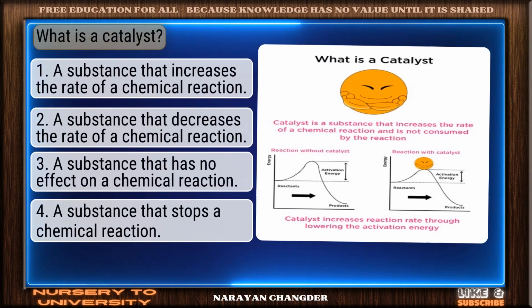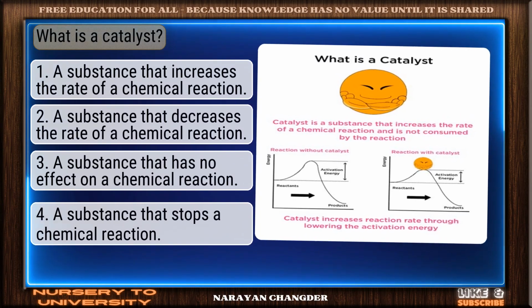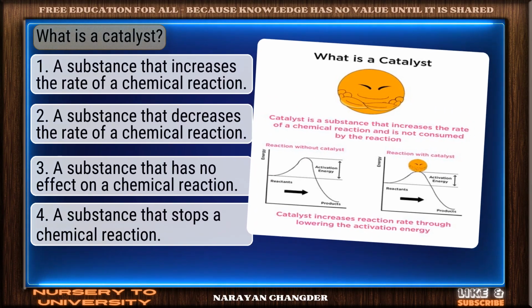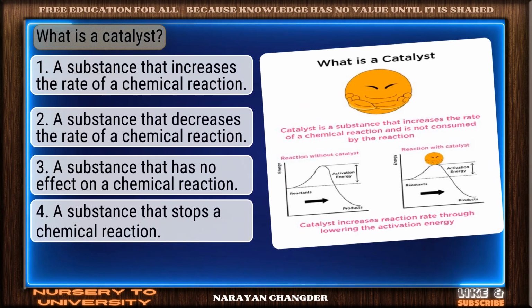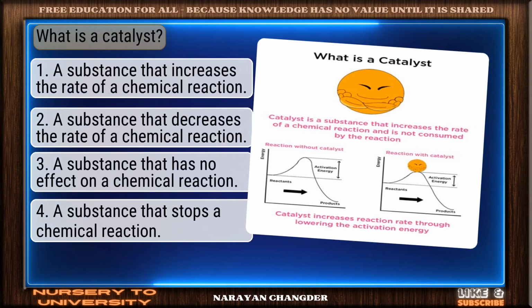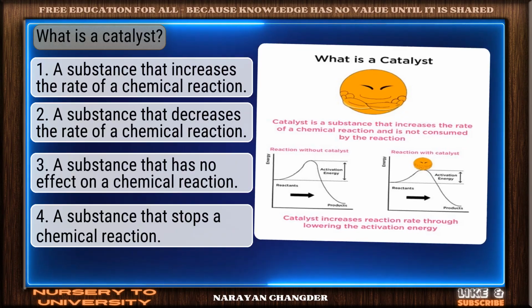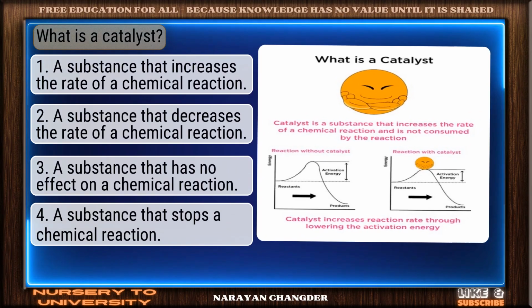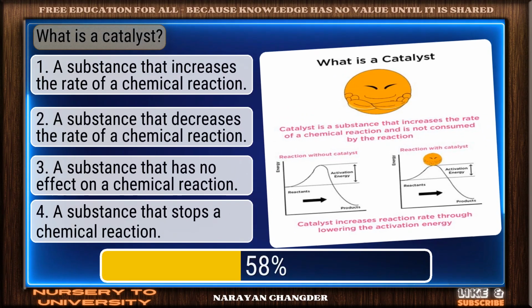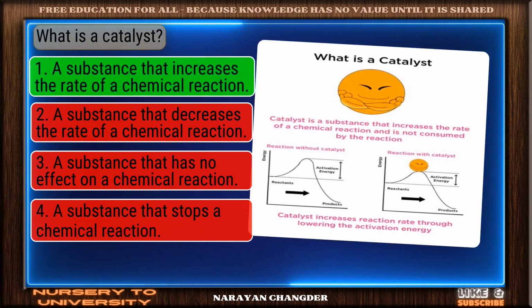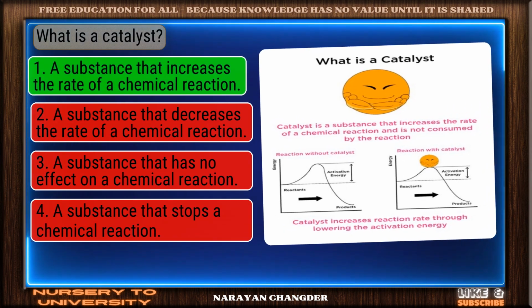Option 1, a substance that increases the rate of a chemical reaction. Option 2, a substance that decreases the rate of a chemical reaction. Option 3, a substance that has no effect on a chemical reaction. Option 4, a substance that stops a chemical reaction. Yes, a substance that increases the rate of a chemical reaction is right.